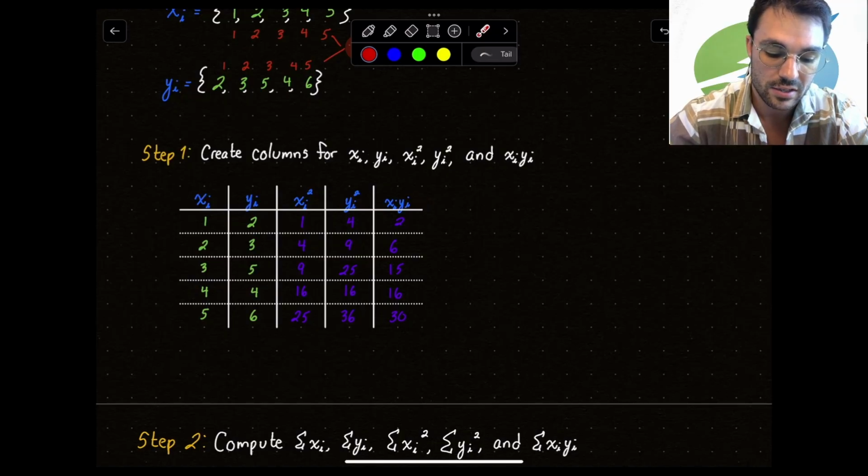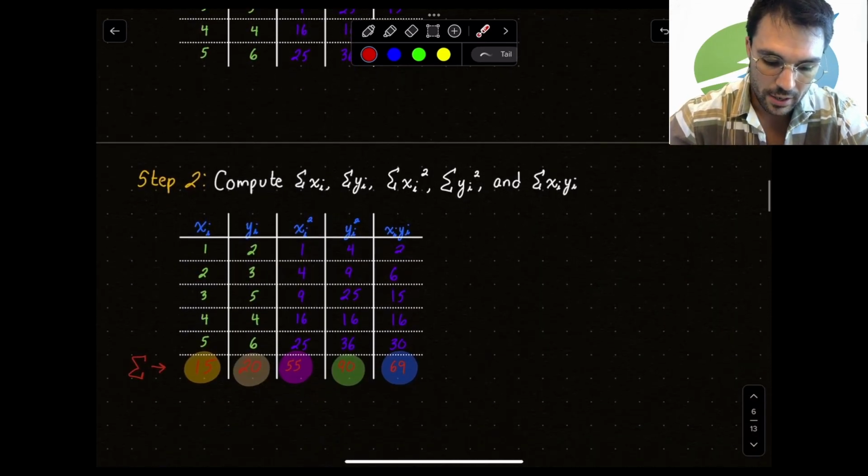And then for the x sub i y sub i column, we take the product of each term in the x sub i and y sub i columns and multiply the 2 rows. So 1 times 2 is 2, 2 times 3 is 6, 3 times 5 is 15, 4 times 4 is 16, and 5 times 6 is 30. I said 16 earlier for 3 times 5, but that's supposed to be 15.